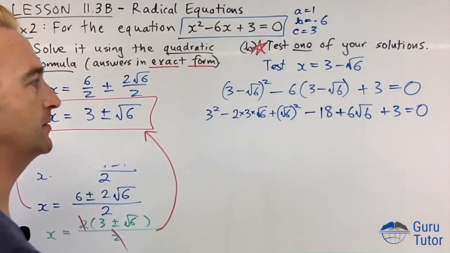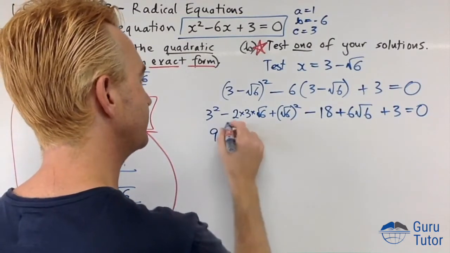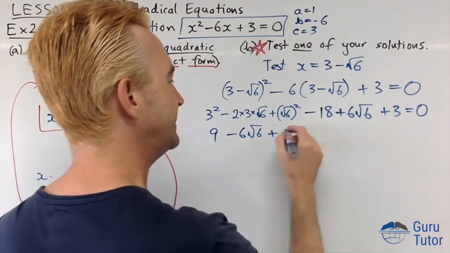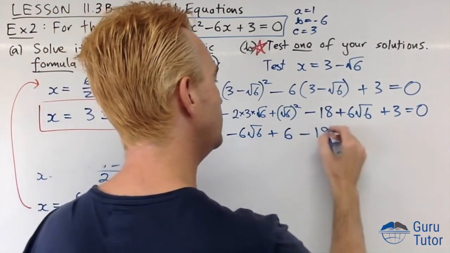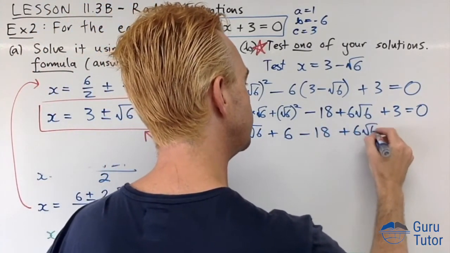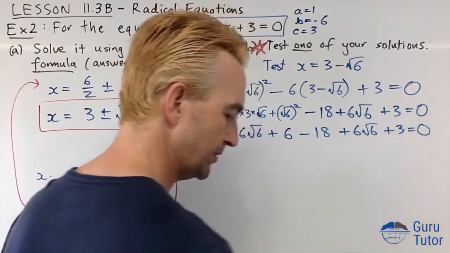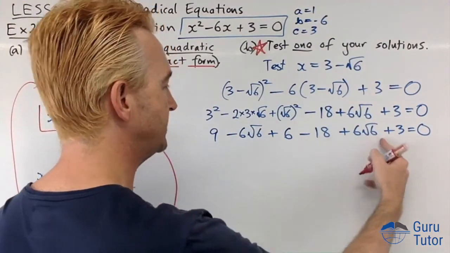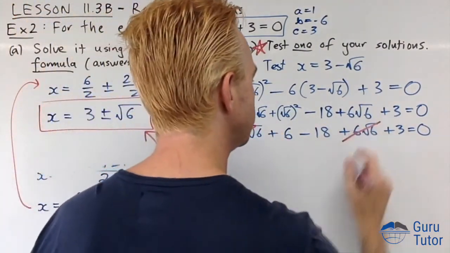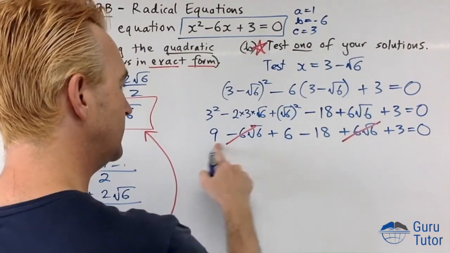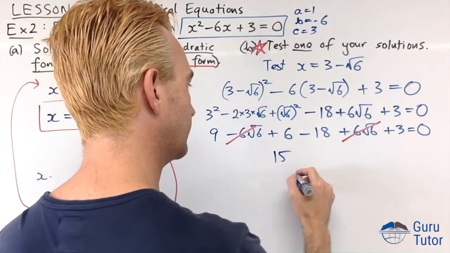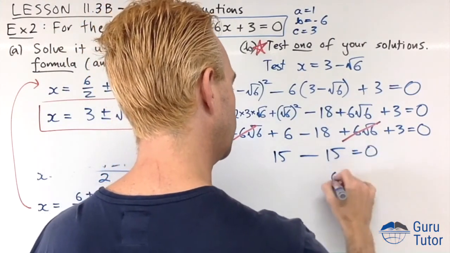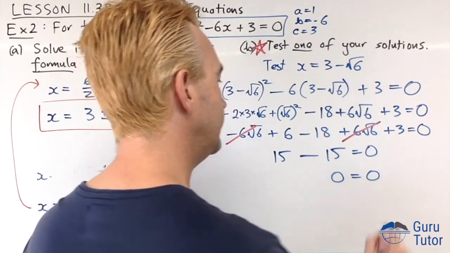Phew, now let's simplify this mess. 3 squared is 9 minus 6 root 6 plus, and root 6 squared is 6 minus 18 plus 6 root 6 plus 3 equals 0. Is that true? I don't know. Well, look, let's collect our like terms. We've got a plus 6 root 6 and a minus 6 root 6. So they're going to disappear, and what are we left with? 9 plus 6 is 15. Minus 18 plus 3 is minus 15. 0 equals 0. Yeah, it works.